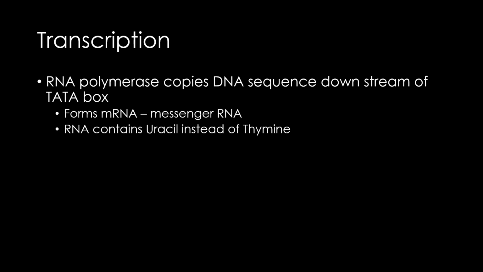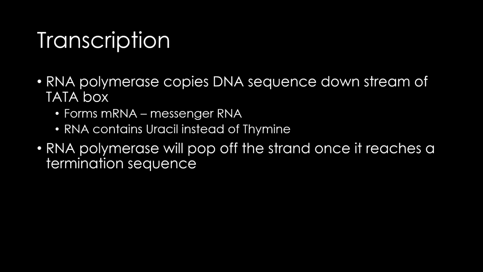When it copies the DNA, it forms a copy of the DNA in mRNA, also known as messenger RNA. RNA is similar to DNA, but the structure of the sugar base varies slightly. Additionally, when transcribing the DNA, RNA does not have the nitrogenous base thymine. In its place, RNA uses uracil. Once the RNA polymerase reaches a termination sequence in the DNA, it will pop off the strand with the mRNA fully complete.